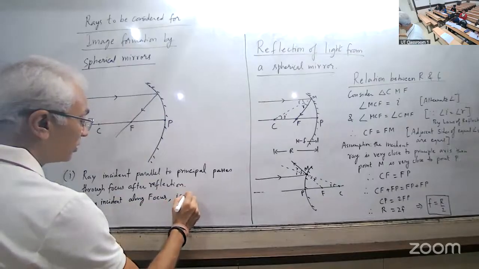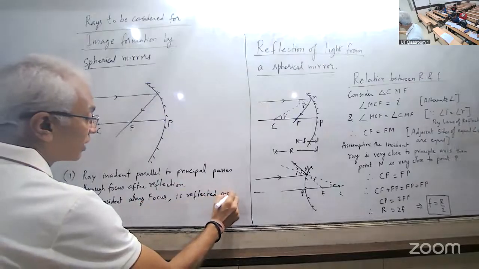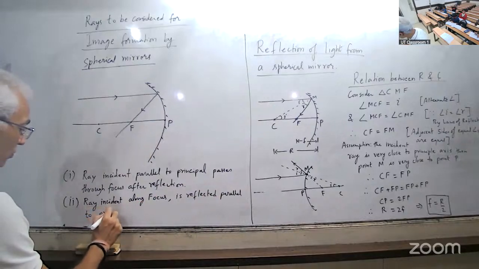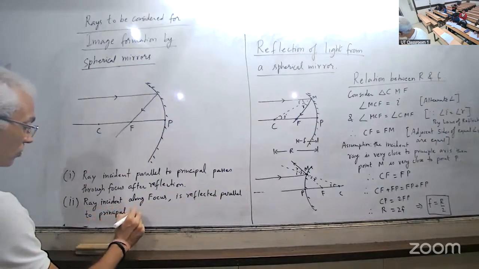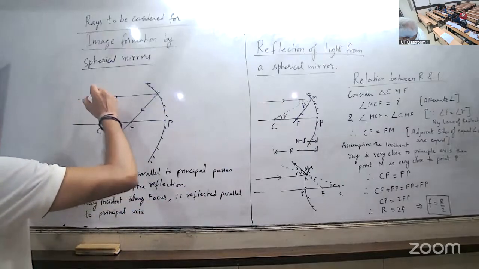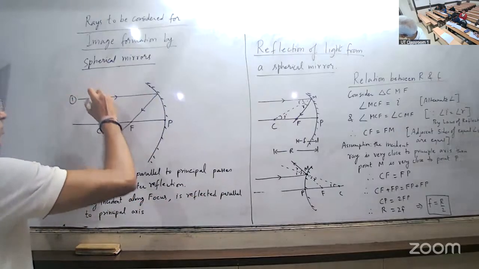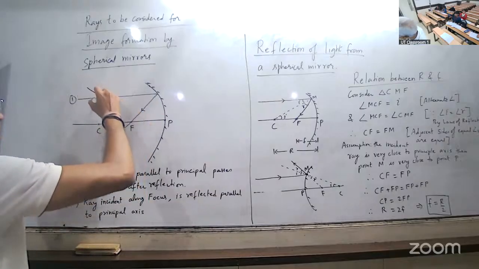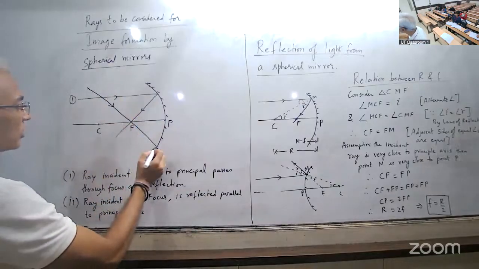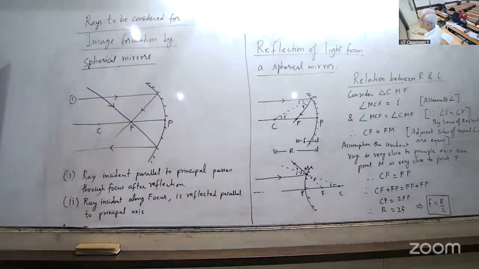It is reflected parallel to the principal axis. Okay. So I can show, let's say this is my ray 1. Ray 2 is, I'm showing the rays in the same diagram. So then it should be reflected back parallel. Okay, so this is my ray 2.